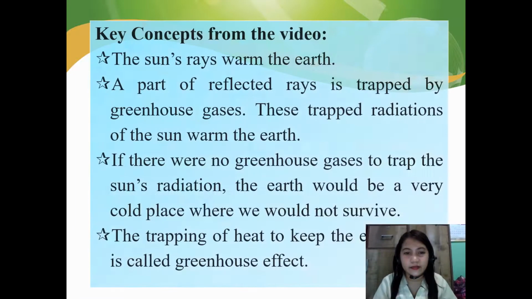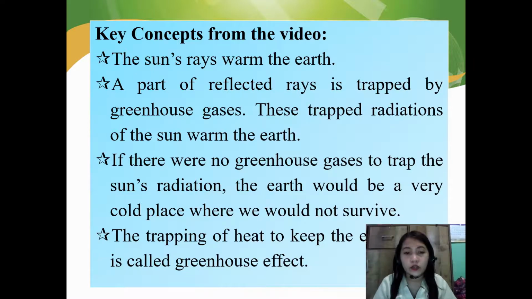Who can give the key concepts that you learned from the video? That is right. So to sum up, here are the key concepts. First, kindly read. The sun's rays warm the earth. Of course, the sun is the major source of heat. And the second concept, a part of reflected rays is trapped by greenhouse gases. These trapped radiations of the sun warm the earth. So that's the reason why earth is warm.